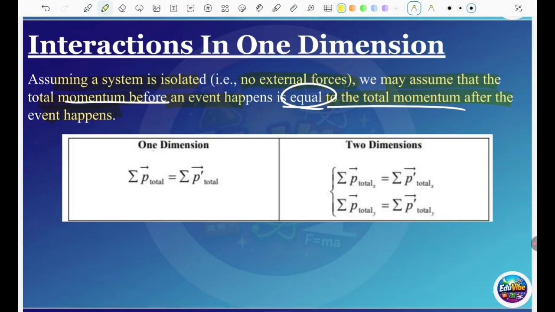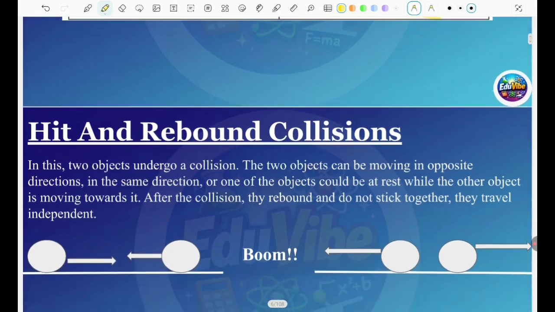In one dimension, the total momentum before is equal to the total momentum after. In two dimensions, we are considering the x and y components. So the x component of total momentum before is equal to the x component of total momentum after, and the same with the y component. In one dimension, we generally only deal with one dimension. In two dimensions, we deal with the x and y components when the questions go long.